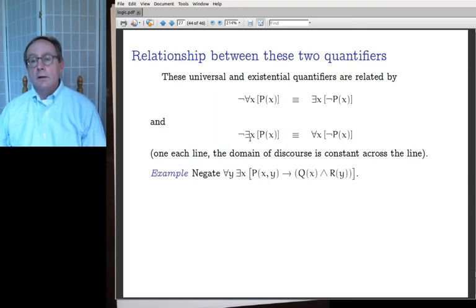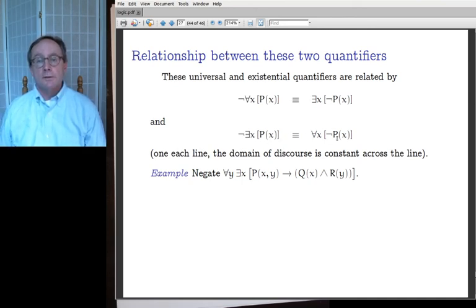So again, the negation of there exists is for all, not. The negation of for all is there exists not. So there's some sort of relationship between these two. There's some sort of algebra. If you see the not for all, you can replace it with a there exists not. If you see not there exists, you can replace it with for all not. That's a kind of an algebra of the quantifiers.